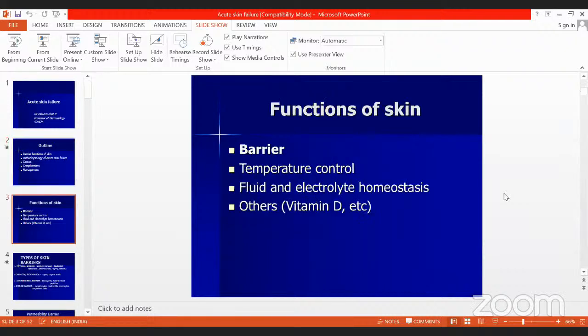If you look at the functions of the skin, the most important function of the skin of all is the barrier function. It has a lot of other functions. There is temperature control, fluid and electrolyte homeostasis, and vitamin D manufacturing also happens. But the one that tops it all is the barrier function. That is the most important function, and that is the one that goes for a toss when you have acute skin failure.